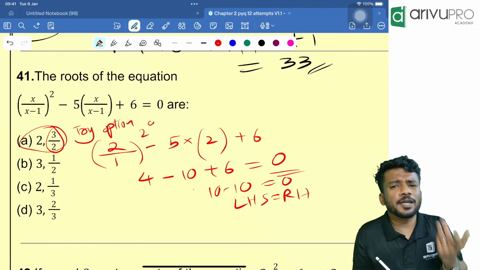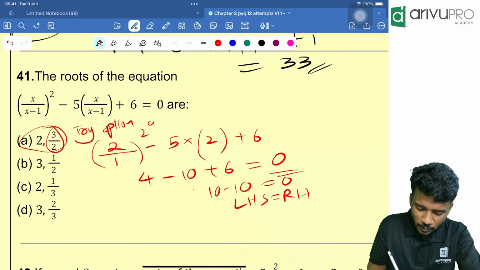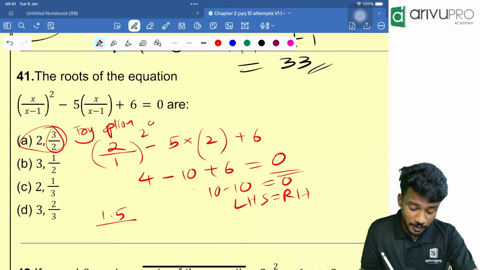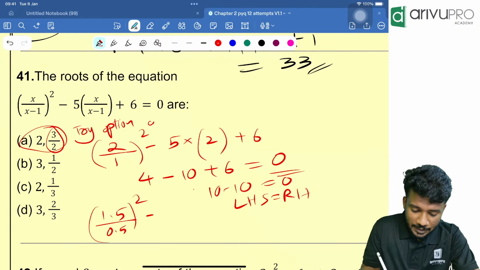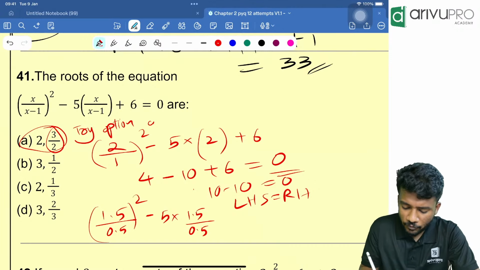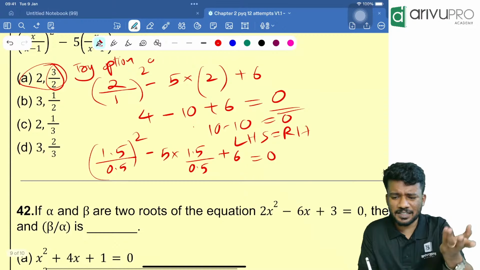Instead of 3 by 2, you can put 1.5, because 3 by 2 is what? 1.5. So 1.5 minus 1 is how much? That is 0.5. The whole square minus 5 into 1.5 divided by 1.5 minus 1, that is nothing but 0.5, plus 6, which is equal to how much is the question? Is it 0? Then that's your answer.